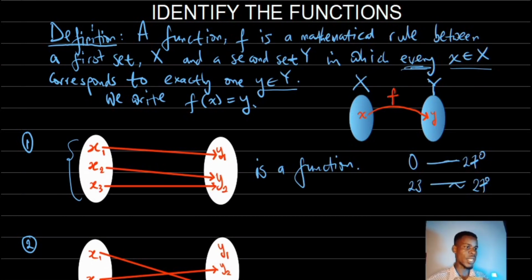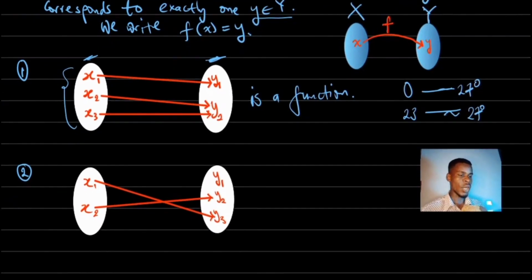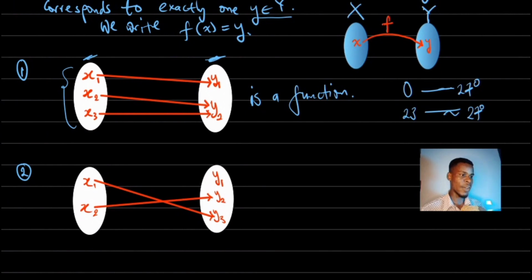But here, each of these, x1, x2, x3, corresponds to one thing. Well, you might say, but y2 has two things coming to it. We don't care about the element in the second set, but rather the element in the first set must correspond to exactly one. Anyway, you're going to see an example where it breaks down. Let's move to the next one. For this second example, we have here, let me see.